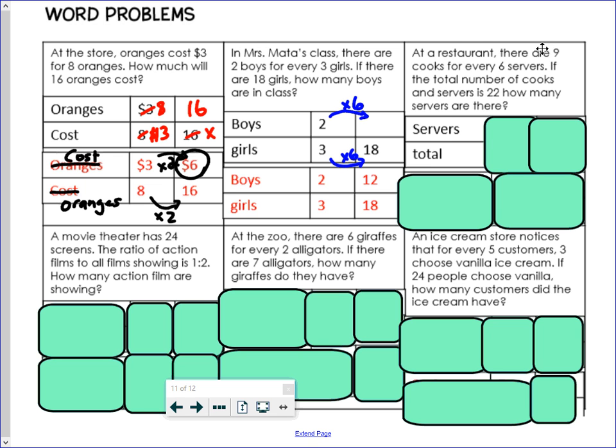So our given is servers to whole, or servers to total. So what they give us is 6 servers, and our total is 15. So 6 to 15.